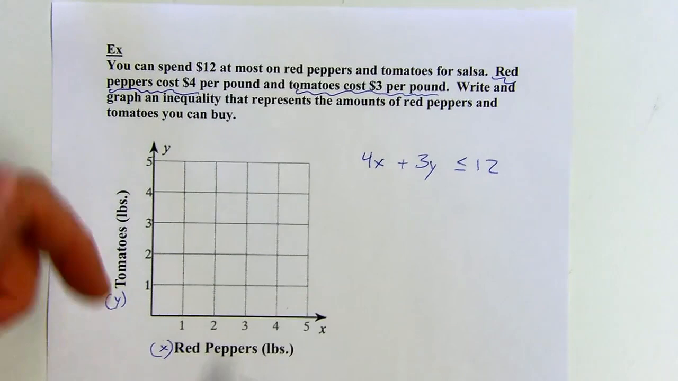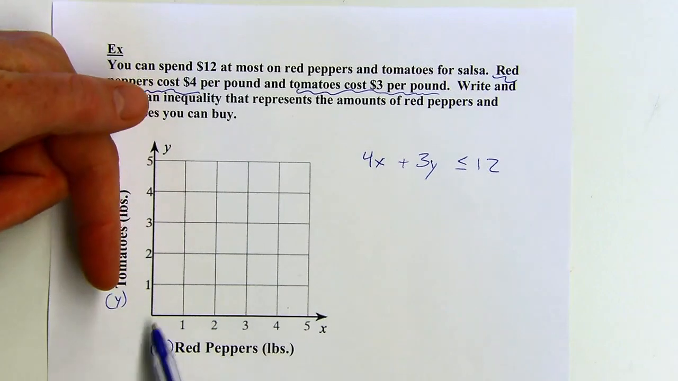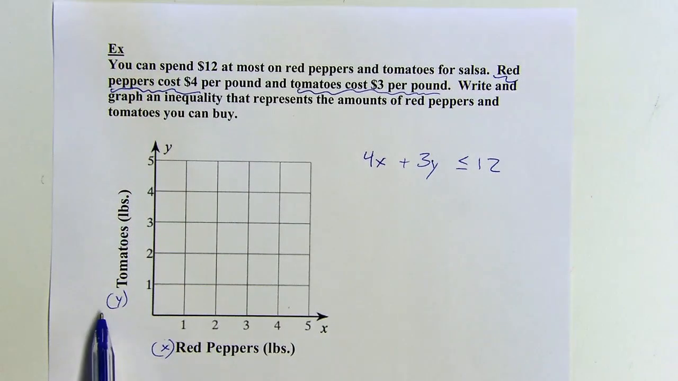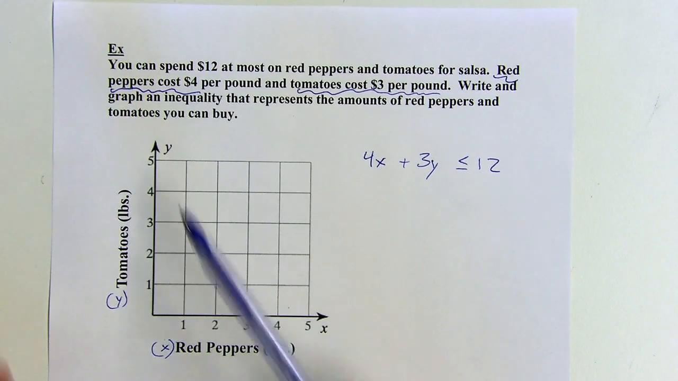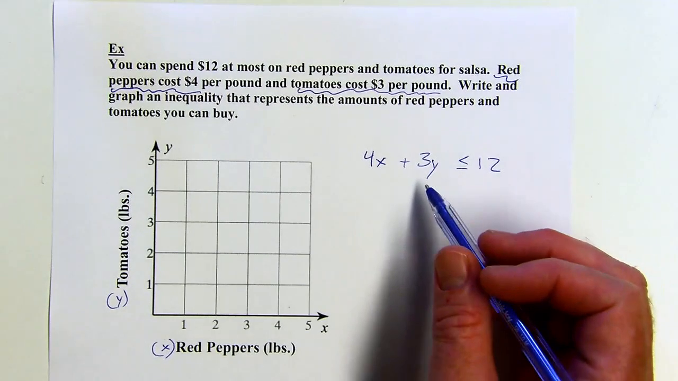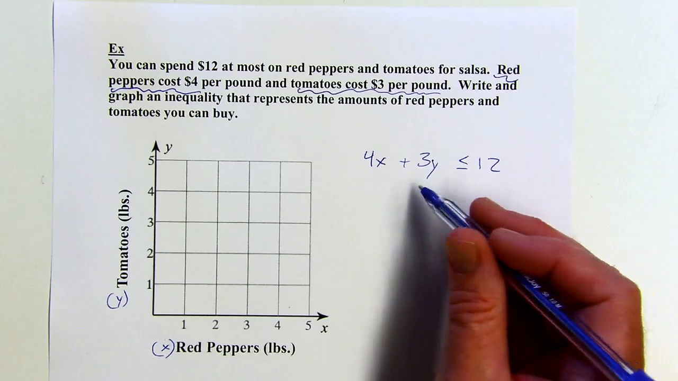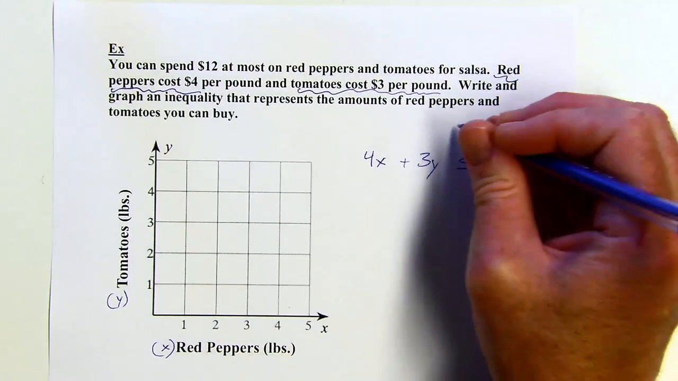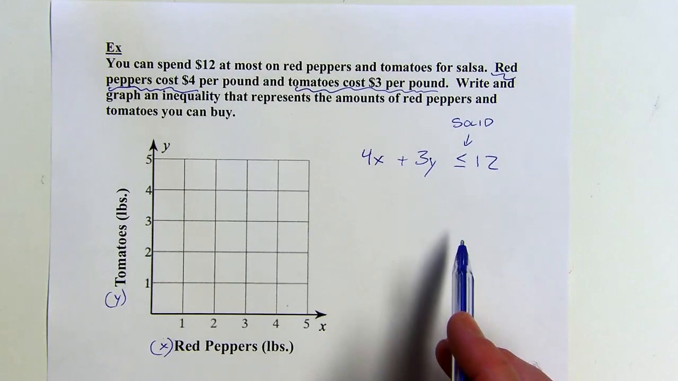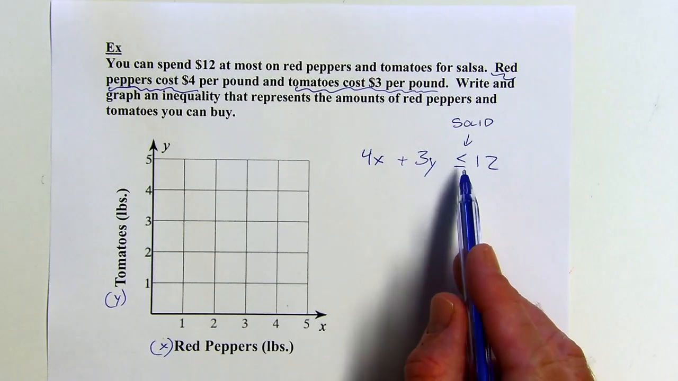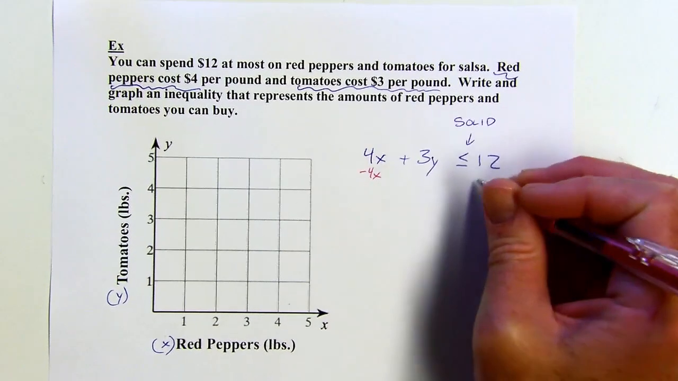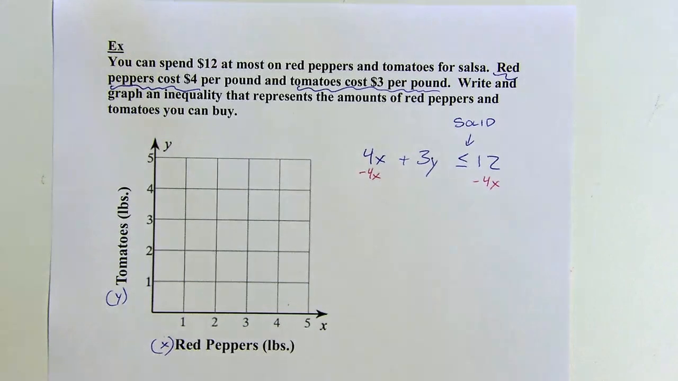And now I'm going to graph this. I'm only going in the positive direction on the x-axis and the y-axis because you can't have a negative amount of red peppers or a negative amount of tomatoes, right? So we're only dealing in the positive numbers here, okay? So I'm going to graph the boundary line, which is going to be solid here. I'm going to put this in y equals mx plus b form. And I'm actually just going to leave this as an inequality symbol instead of an equal sign this time, so that I can show you that the shortcut from before will work here.